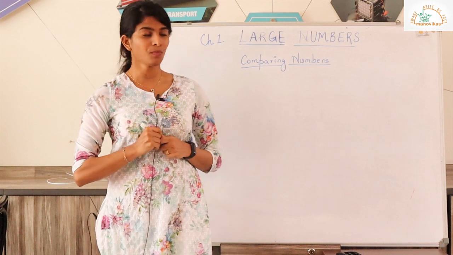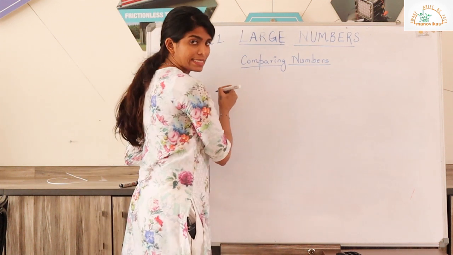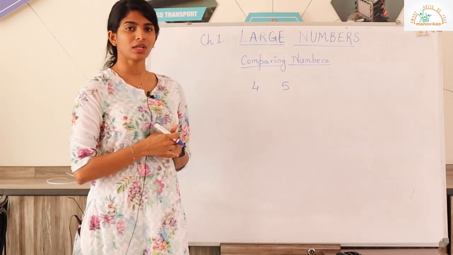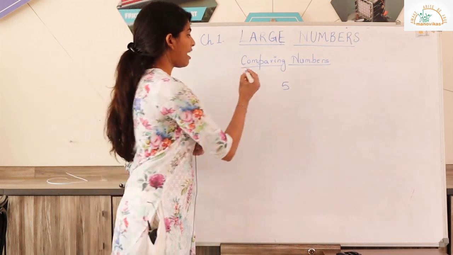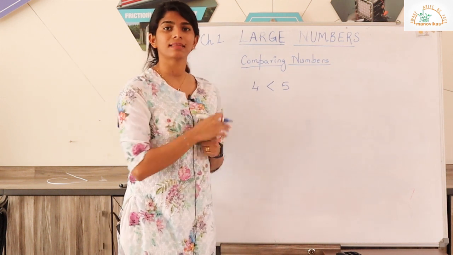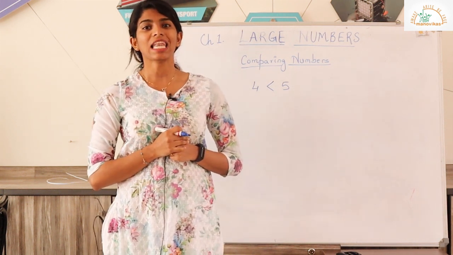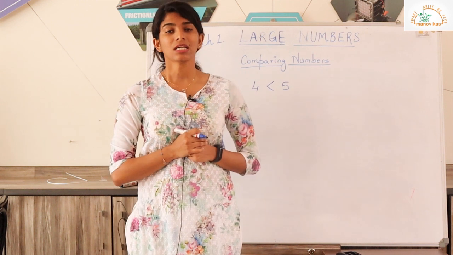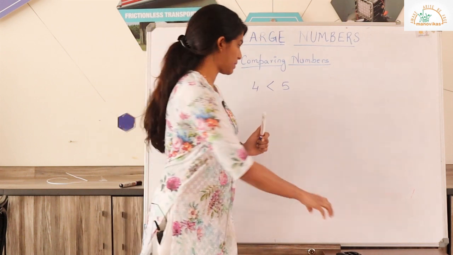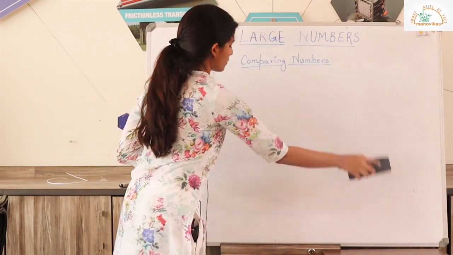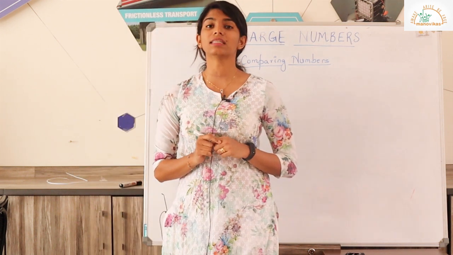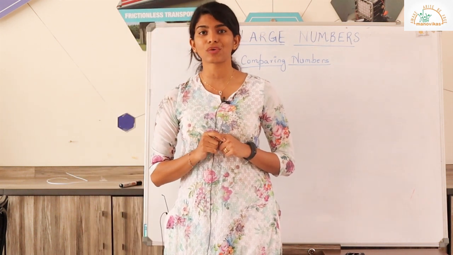You already know. Let's take one example, 4 and 5. So what do you infer? You know that 5 is greater than 4. Now the same method we are using to compare large numbers. For this, we have to know about these two steps. Let's see which are those steps. Now the first step says the number with the greater number of digits is greater.